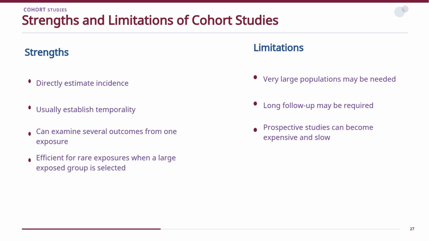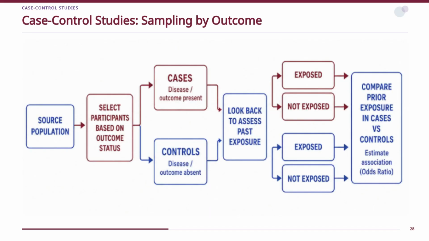However, cohort studies also have limitations. They may require a very large number of participants, especially when the outcome is uncommon. Participants may need to be followed for a long period of time, and prospective cohort studies can therefore become slow and expensive. A case-control study compares the frequency of a past exposure between two groups.